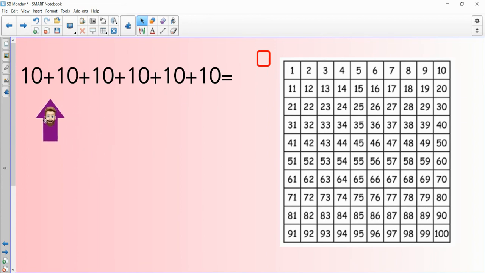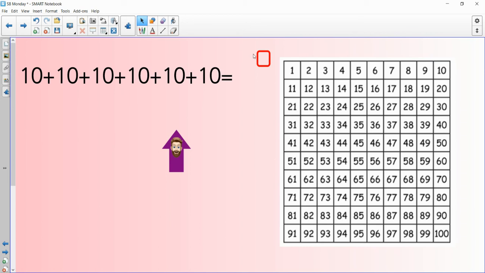Okay, let's do another one. Read the calculation with me. 10. How many tens have we got? 1, 2, 3, 4, 5, 6. We've got 6 tens. Now, I hope lots of you are shouting out already. I know, I know, I know. What's the answer, everybody? Yes, it must be 60 because you're so good at counting in tens.